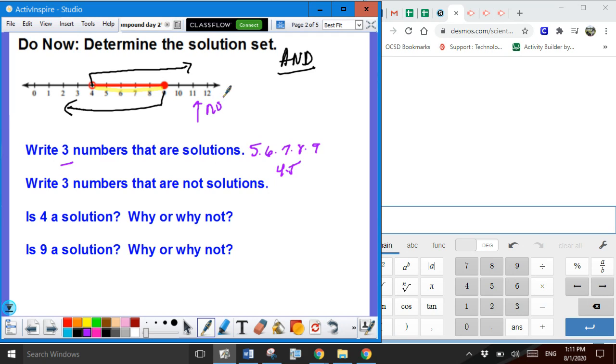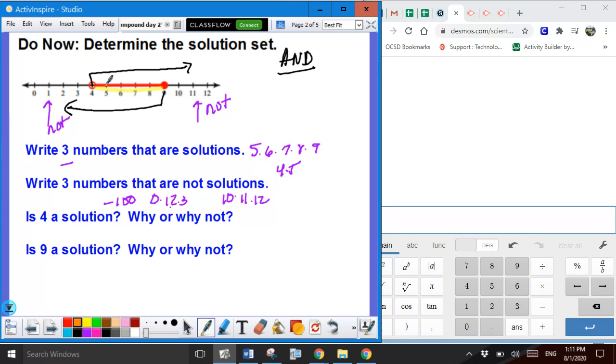What are 3 numbers that are not solutions? Well, this part is not, and neither is this part. So anything bigger than 9, so 10, 11, 12, or 0, 1, 2, 3, or even negative 100 would not work. Okay, so anything that is not in the in-between.